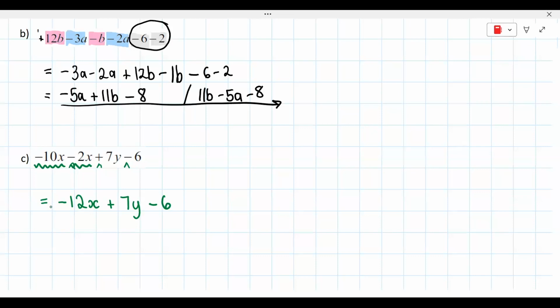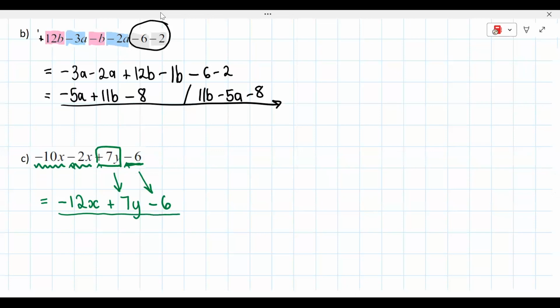The 7y and the minus 6, those are separate terms. They are not like terms to the x terms. And just because they don't have any partners or any like terms to themselves doesn't mean we ignore them. We just write them exactly as they are. They're still part of the expression. They just haven't changed because they don't have like terms that we can add to them. Well done, Zimi.